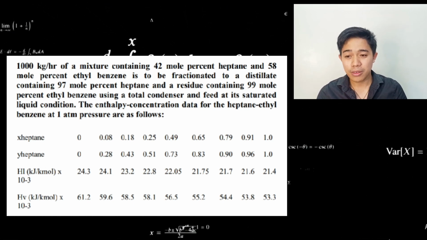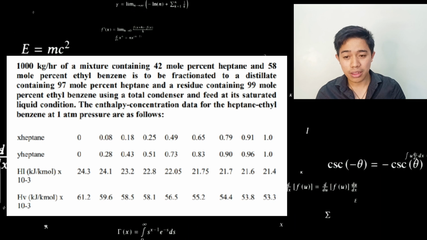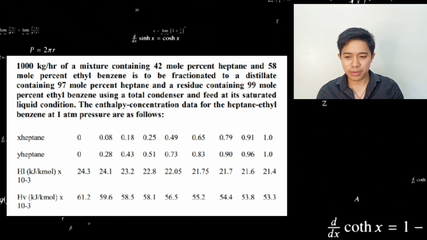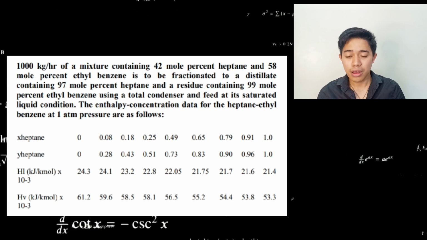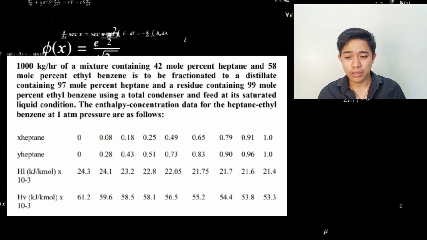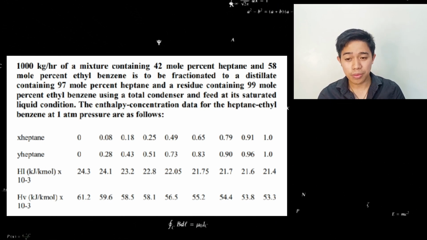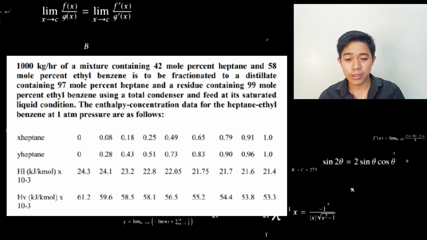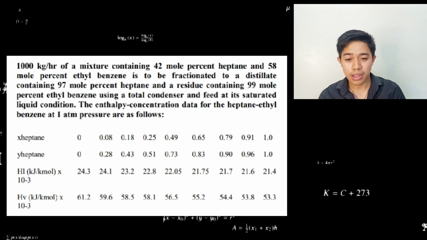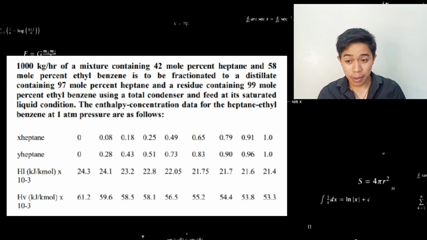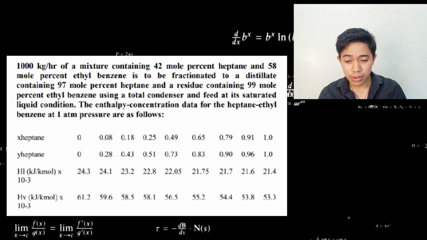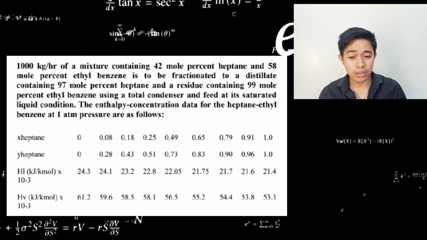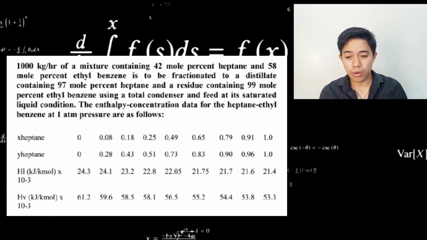The enthalpy concentration data for the heptane-ethyl benzene at 1 atmospheric pressure are as follows. The X-heptane are 0, 0, 0.08, 0.18, 0.25, 0.41, 0.65, 0.79, and so on. And the Y-heptane is 0, 0, 0.28, 0.43, 0.51, 0.73, and so on.